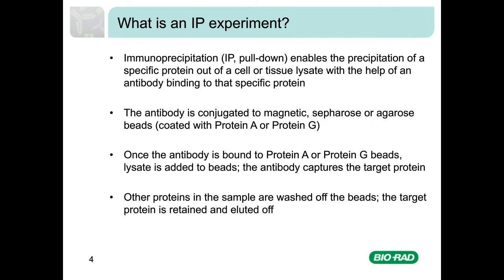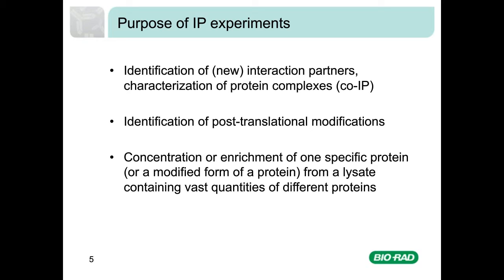What is the purpose of an IP experiment? Probably the most common application of IP experiments is the identification of new interaction partners and the characterization of protein complexes through the help of co-IPs. IPs may also be used to identify post-translational modifications. This is especially common when the immunoprecipitated proteins are to be analyzed by mass spectrometry. Another application of IP experiments is the concentration or enrichment of a specific protein or modified form of a protein from a lysate containing vast quantities of different proteins. In this scenario, IPs are often performed as a pre-step to Western blotting experiments.